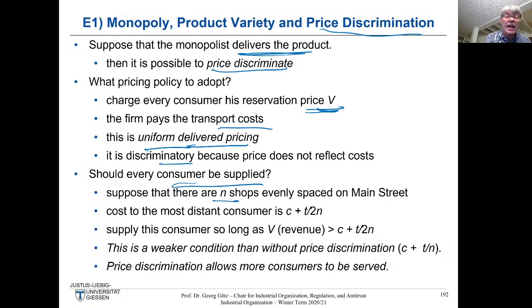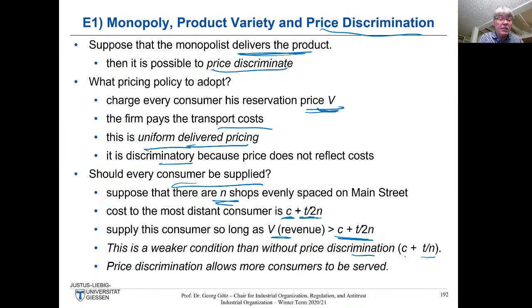The question is, would you want to supply all the consumers? Suppose you have, again, N shops. The distance to the most distant consumer is 1/2N. Therefore, your cost will be the production cost plus your delivery cost. And you supply this consumer as long as the revenue, the V you charge, is higher than these production costs plus the transport cost. And this, of course, is a weaker condition than without price discrimination. Remember that there it was this C/2 plus 2/N. That's what I derived some slides ago.